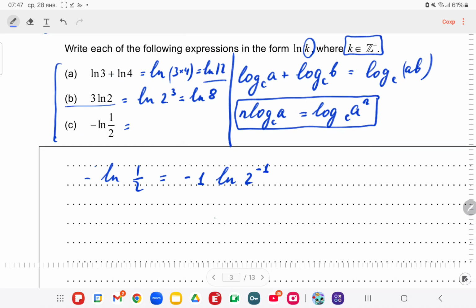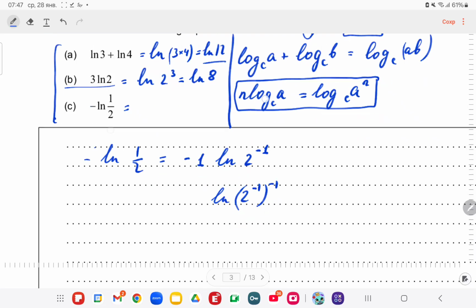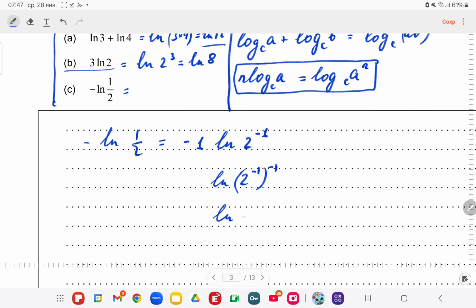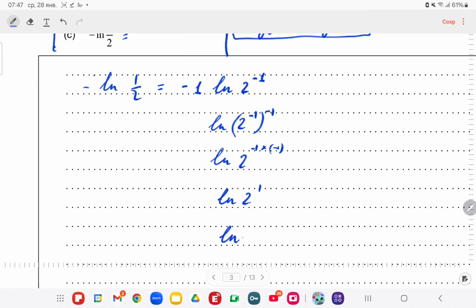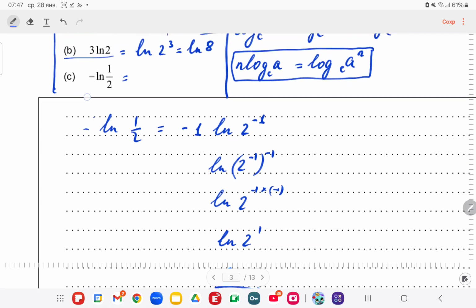Okay, so we can again use the power rule and then open the brackets. Since it's multiplication, -1 times -1 is going to be simply +1. So 2 to the power 1 and ln 2. This is the final answer. Okay, so this is ln 2.